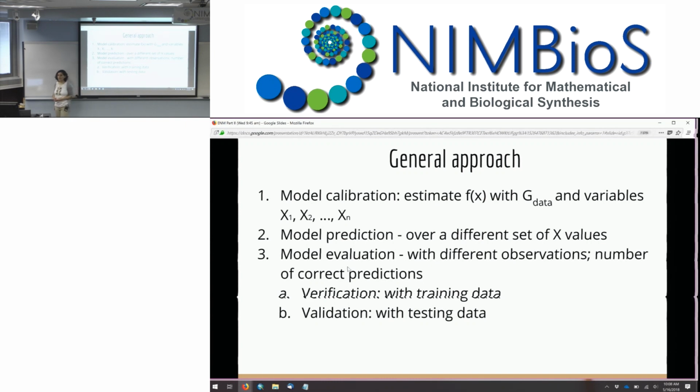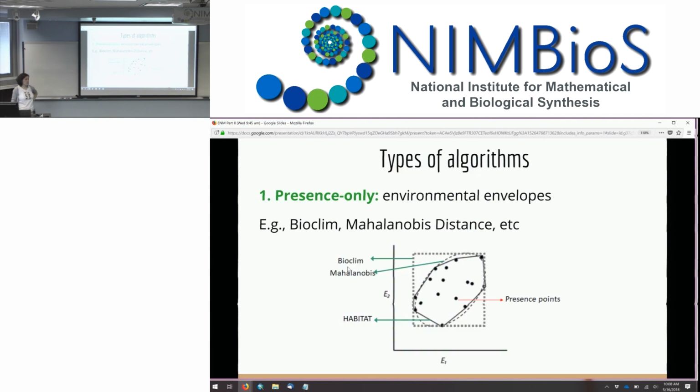But then we also need to evaluate the model. And the evaluation should be done, and is done, with observations that were not included in calibrating the model. Otherwise, it's a verification and not a validation, which is what I'm saying here. It's a verification and not a validation of the model. So we want to validate the model with data that were not used to calibrate the model. Otherwise, we are just verifying the model, not really testing the model, which we do with the validation approach.